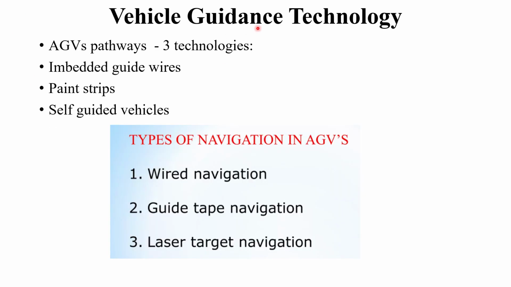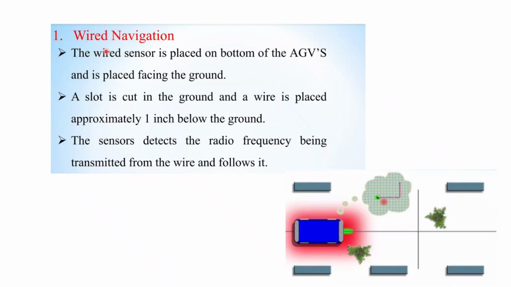So coming to the vehicle guided technology, these AGVs are independently operated, and they are going to take a predefined pathway. This predefined pathway is achieved by means of some guidance technology. It may be in the form of embedded guide wires, or it may be a paint strip, or it may be self-guided vehicles. The types of navigation in AGVs are wired, guided tape, and laser target navigation. First one, wired navigation.